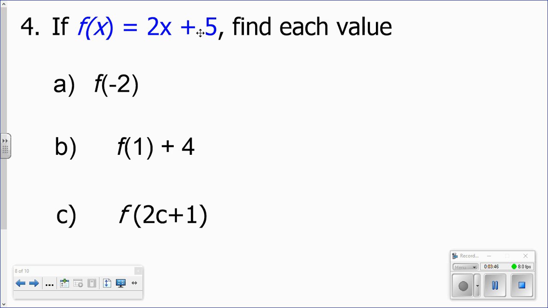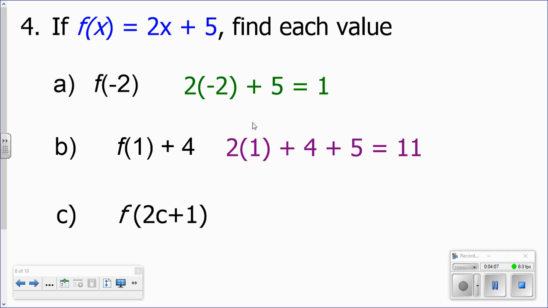If f of x equals 2x plus 5, find the value. F of negative 2, plug in negative 2 for x. Negative 2 times 2 is negative 4, plus 5 is 1. This one's a little more complicated because it says f of 1 plus 4. So we have to plug in the 1 for x and add the 4, and then add the 5. This one is the same, a little more complicated. Where it says x, I'm going to plug in the 2c plus 1. So it's 2 times 2c plus 1, plus 5. So we have to use the distributive property and combine like terms.